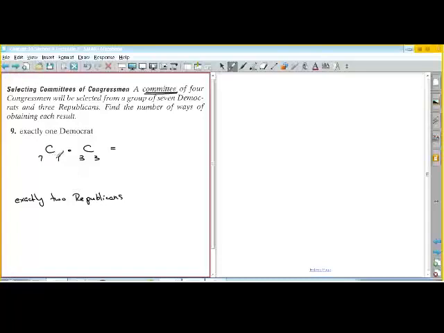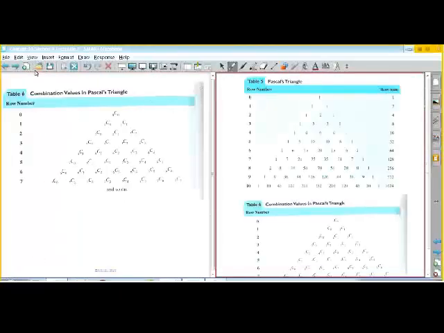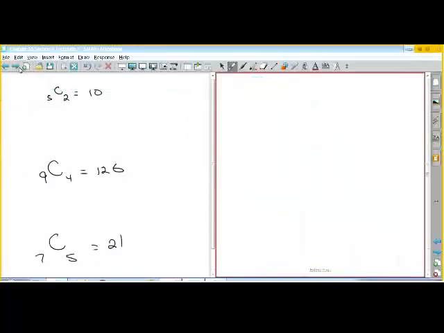Now, one of the things you'll notice from this Pascal's triangle is that anything taken 1 at a time is just the number. If I go back to Pascal's triangle, you'll see these are all taken 1 at a time. So 2 things taken 1 at a time is 2. 3 things taken 1 at a time is 3.